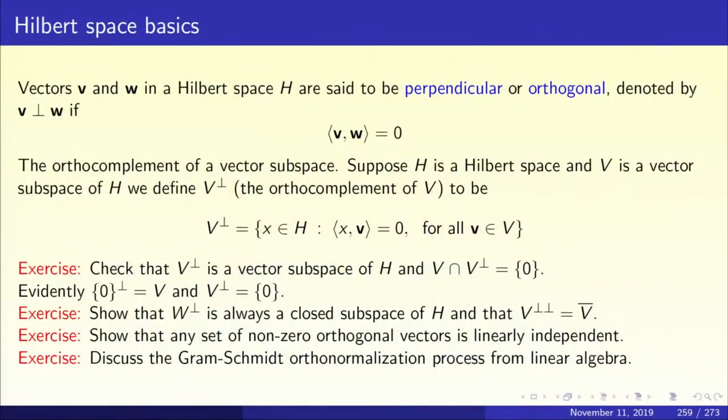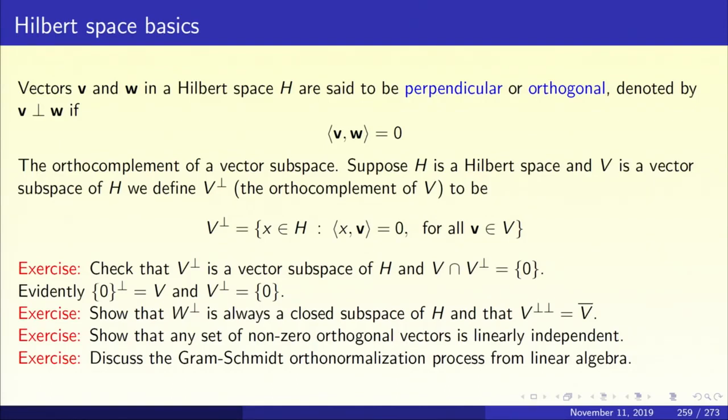Show that V perp is always a closed subspace of H. And in particular, V perp perp must be V bar. So, if I take a vector subspace V and take its perp and take its second perp, I'm going to recover my V but with a bar on it. Now, as it happens in linear algebra, if I take a bunch of non-zero orthogonal vectors, it is automatically linearly independent. Any set of non-zero orthogonal vectors is automatically going to be linearly independent.